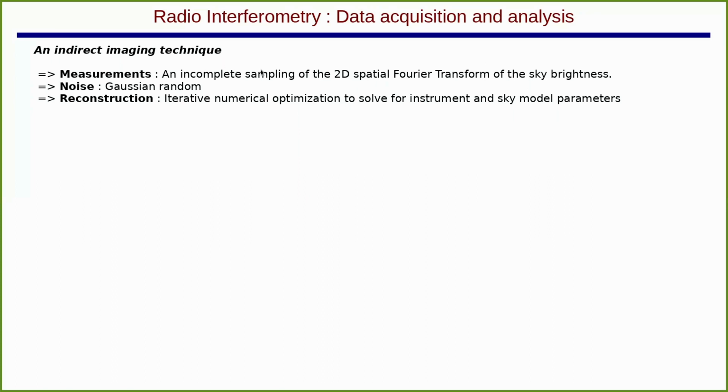It's an incomplete sampling. We assume that the measurement noise is Gaussian random. And our reconstruction process is an inference problem. It's an iterative numerical optimization, and it solves for, in different stages, parameters of both the instrument and the sky model.